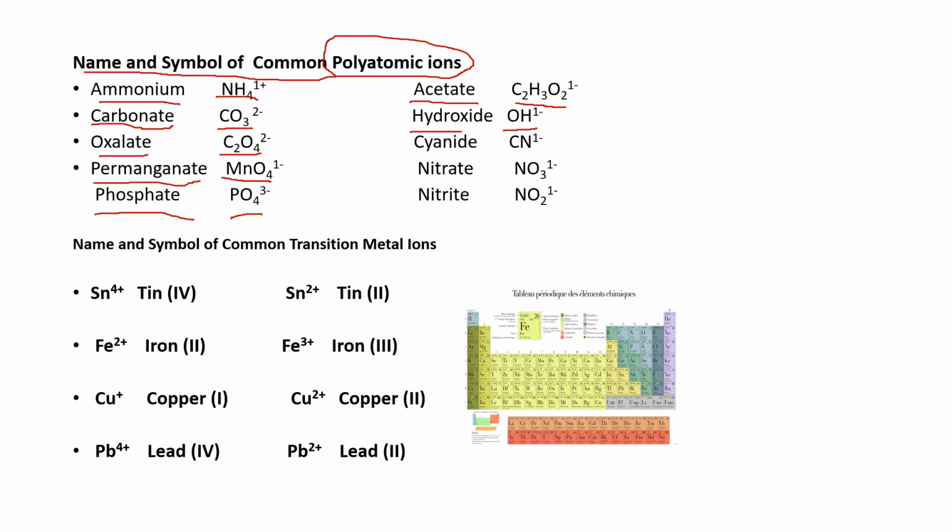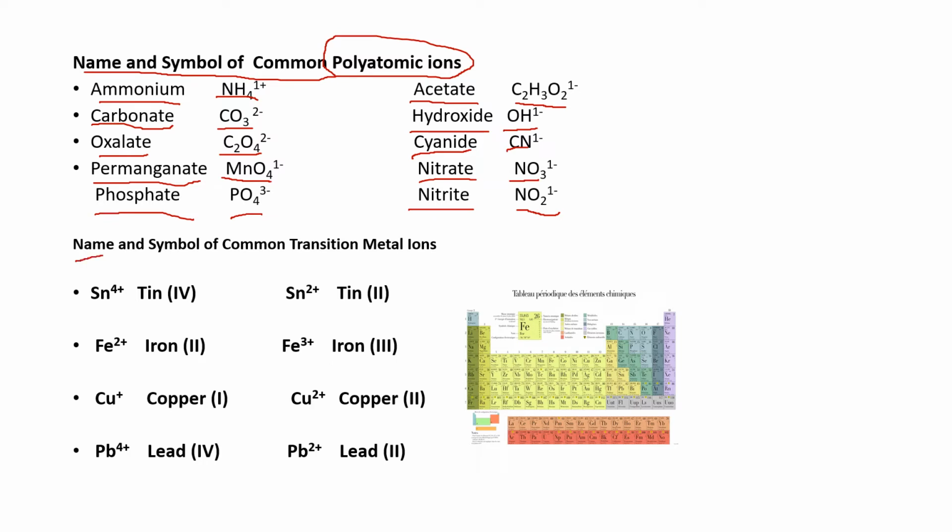OH in the formula is hydroxide. CN in the formula is cyanide. NO3 in the formula is nitrate. And NO2 in the formula is nitrite.